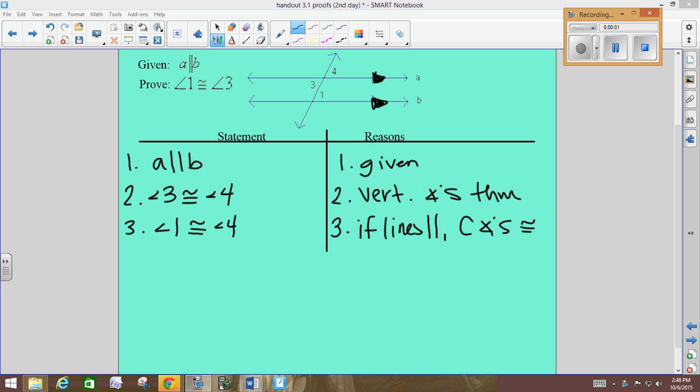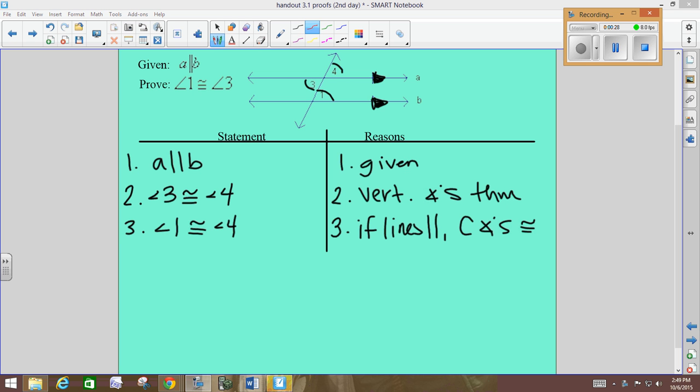So A is parallel to B. Then Spencer said 3 and 4 are vertical angles, so they have to be congruent. And then 1 and 4 are corresponding, and the postulate says that they have to be congruent also. So if 3 is congruent to 4, and 4 is congruent to 1, what do we know about 3 and 1? What would be your reasoning?